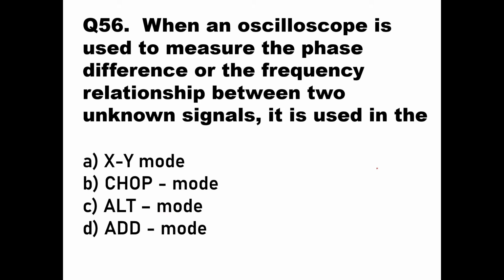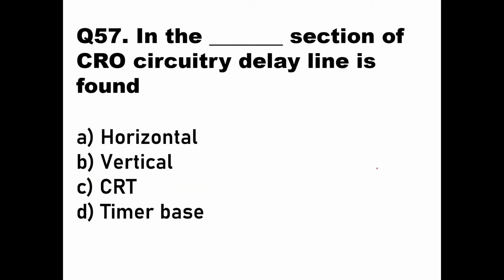When an oscilloscope is used to measure the phase difference or the frequency relationship between two unknown signals, then it is used in which mode? Obviously, one input is given to the X point and one input is given to the Y point. So it is the XY mode. So here the option should be XY mode. Then we'll go to the next question.